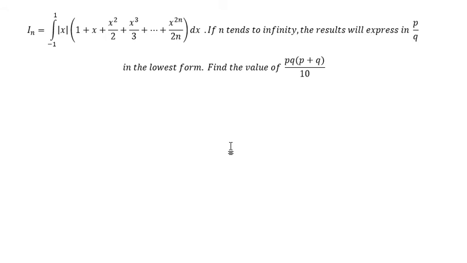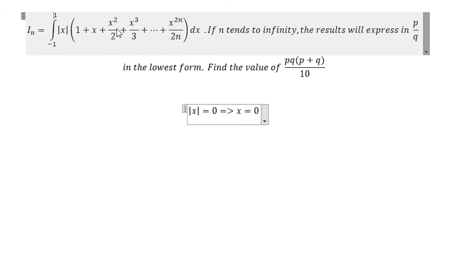Now I will show you the technique to answer the question. First, we need to know that the absolute value equals 0, so I want to find the location where x can change the value. That is x equal to 0. So 0 is between the positive 1 and the negative 1.